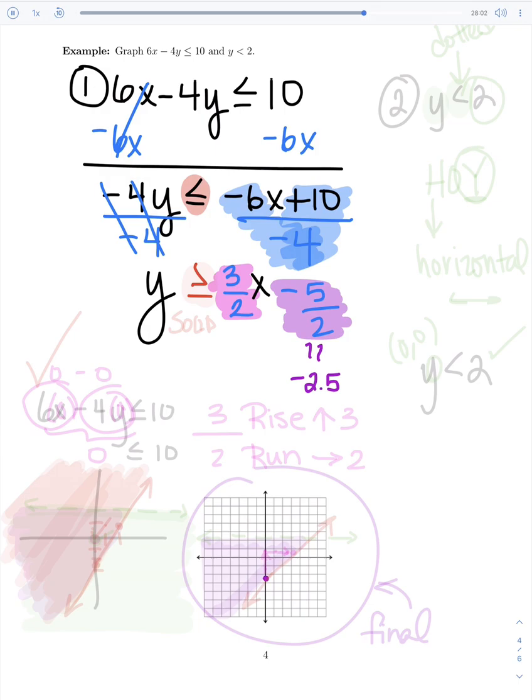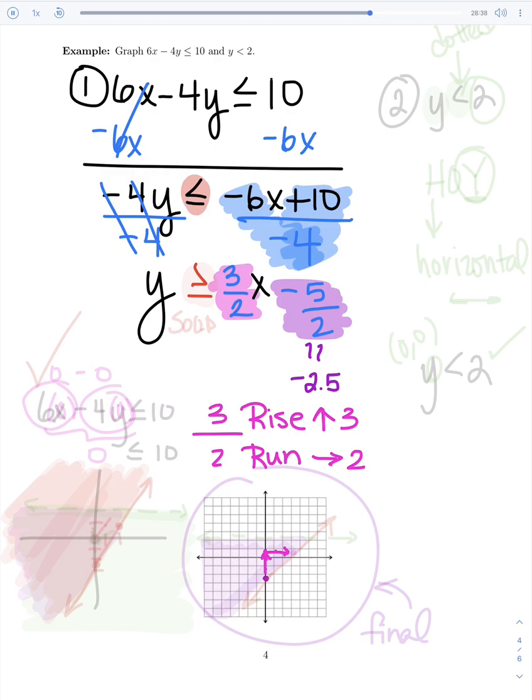Remember, you have your slope, which is 3 halves. That's your rise over your run. Because your rise is positive, you'd be going up 3. Your run is also positive. You'd be going right 2. So up 3 would mean you're going up 3. You're going to stay in the middle, though. 1, 2, 3. And then we're going to go right 2. 1, 2. So we're going to go up 3 to the middle and right 2 to the middle.